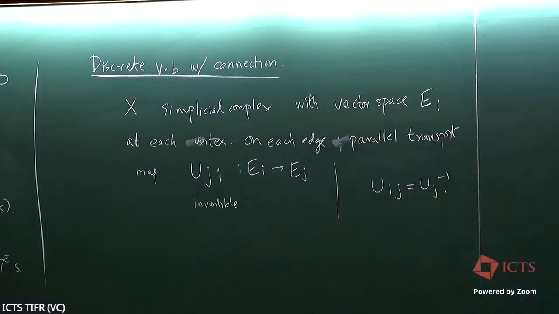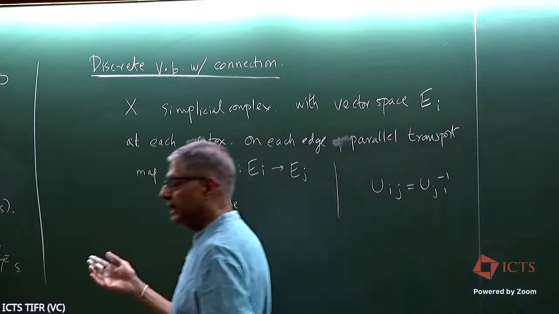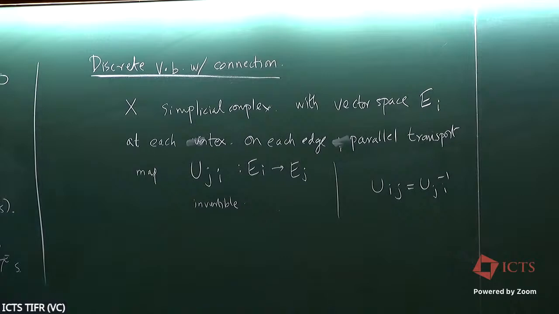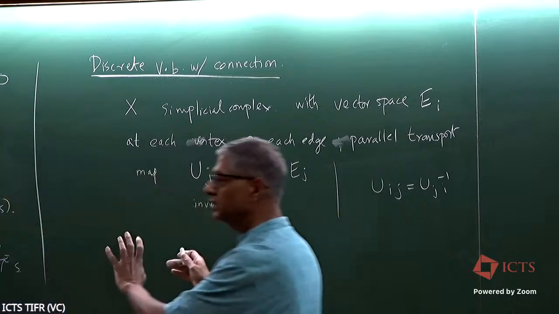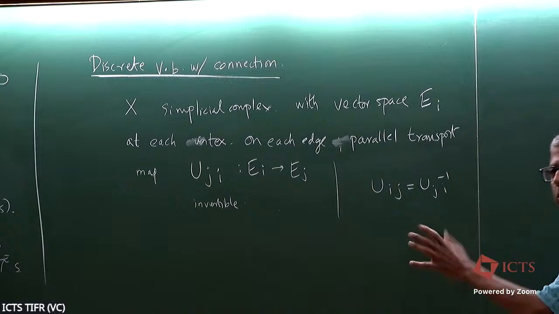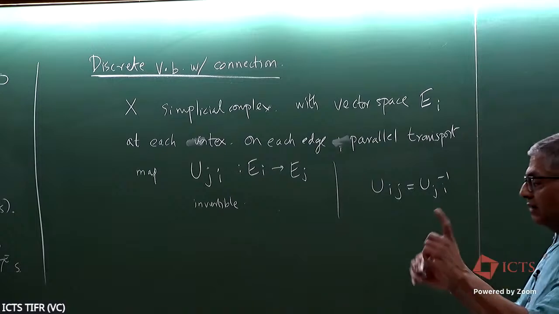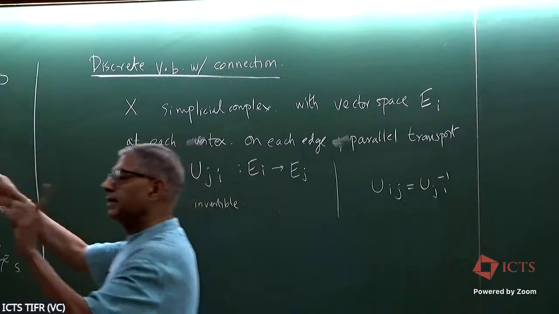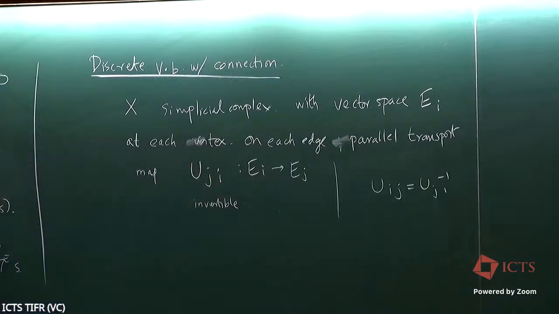Now, if you associate every E_i with a particular basis in R^n, that's like picking a gauge. Then these U_ij just become matrices. So they are in GL_D, where D might be the rank of this vector bundle. Imagine you have fibers, abstractly associated with each vertex. These fibers are vector spaces, and these maps tell you how to take this vector space to that vector space.